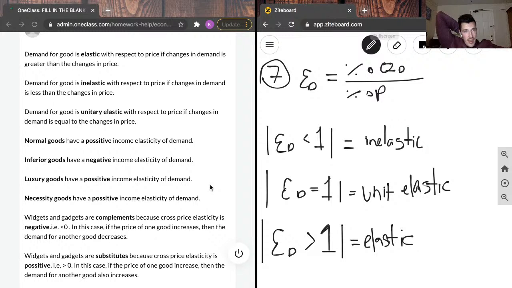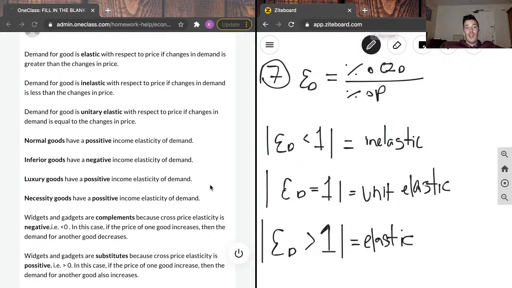He said that demand for a good is elastic with respect to price change if changes in demand is greater than the changes in price. That's kind of what we just spoke about with the numerator and denominator. So if the change in demand, the numerator, is greater than the change in price, it can be elastic because the equation will come out to be greater than 1. Similarly, demand for the good is inelastic with respect to price if changes in demand are less than the change in price, for again reasons we just mentioned.